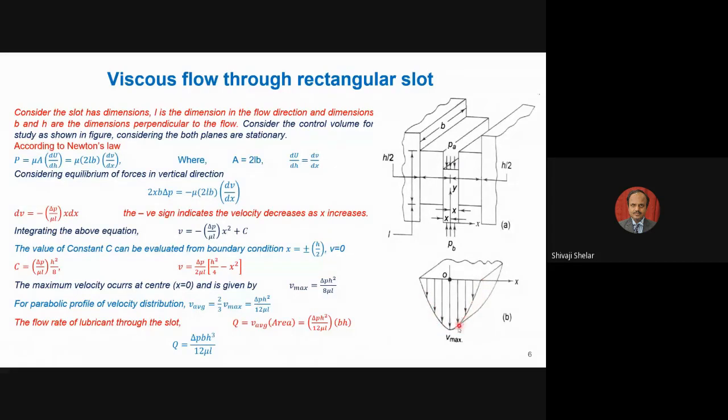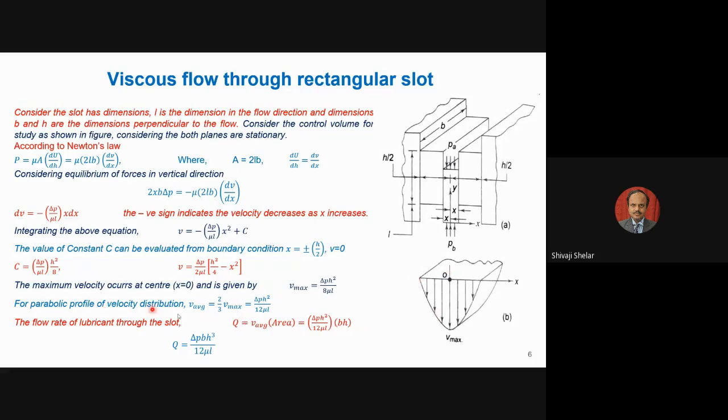So the velocity profile here will be a parabola, with maxima at the center. The maximum velocity occurs at the center, x equal to 0. If you put x equal to 0 in the above equation, the Vmax value is equal to delta p h square upon 8 mu l. So we have a parabolic profile here.